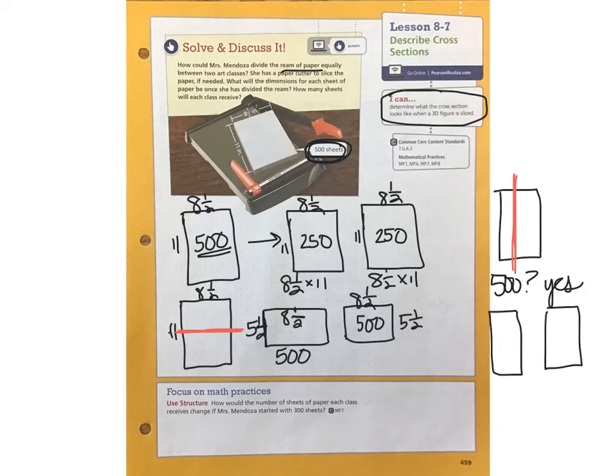Well, this time, the left and the right side would still have the dimension 11. But what about the top and the bottom? Instead of 8.5 inches across the top and the bottom, each of those would have 4 1/4 inches. So the dimensions on those two would look quite different. In this lesson, we're going to learn about how to take figures and cut them to look at the inside shapes that they make.